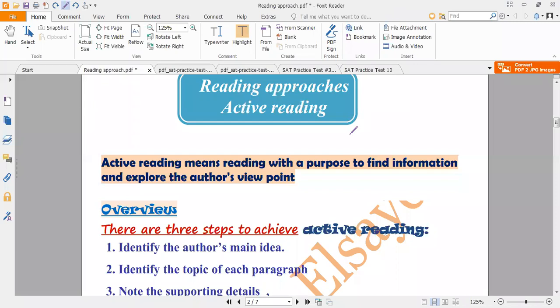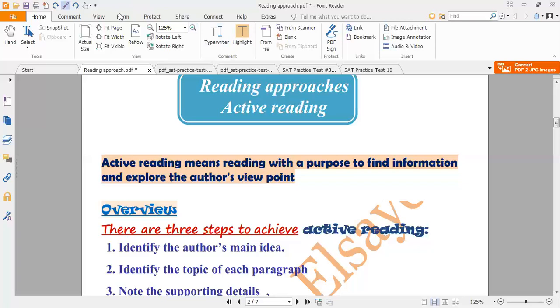في البداية هنتكلم عن موضوع مهم اسمه الactive reading. Active reading means that you read with a purpose. Active reading means the reading with a purpose to find information and explore the author's viewpoint. انت بتقرا القطعة وفي purpose عندك او في هدف ان انت you try to find information او important information او keywords and phrases وال important events of the passage، وكمان بتحاول تعرف the author's viewpoint او main idea او central claim اللي هو في الباسج.